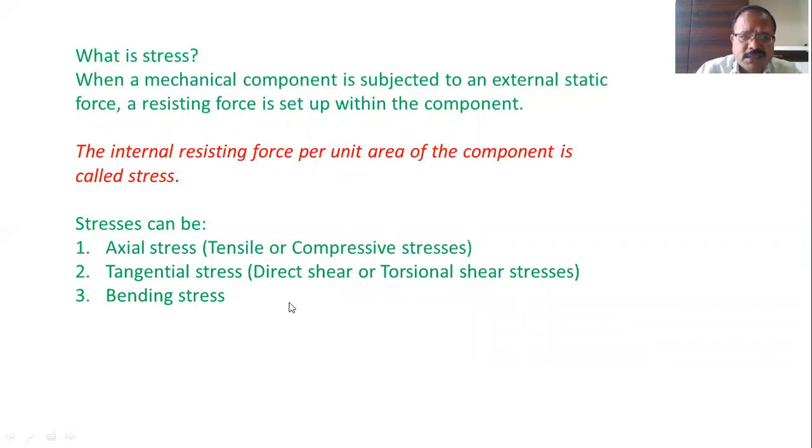Best example of bending stresses are the stresses to which the beams or shafts are subjected. Then the stresses can be crushing stresses or bearing pressure. Basically, crushing stresses or bearing pressure are localized compressive stresses, and they get induced in the material when two mechanical components are always in contact with each other.